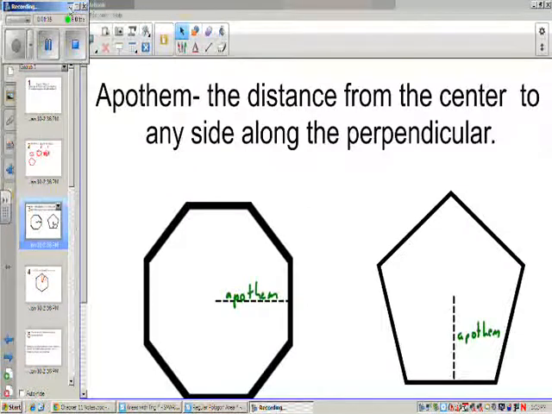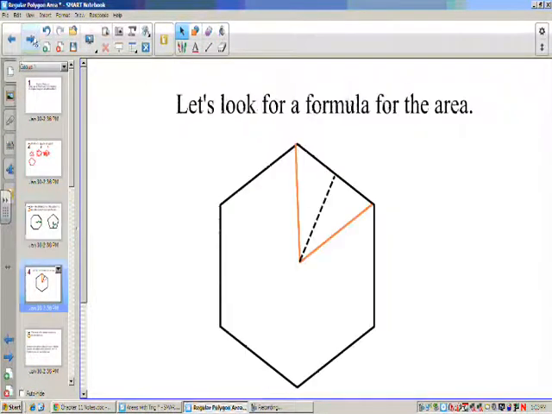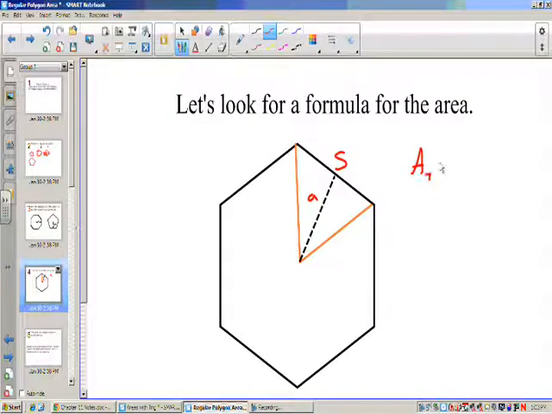Next, we need to figure out how to find the area of a regular polygon. So let's try to figure out the formula for the area. Let's call this S for a side length. This dotted line we'll call the apothem. Now if I wanted to find the area of one of those little triangles outlined in orange here, I would take the area, with a little t for a triangle, as 1/2 a side length times the apothem.